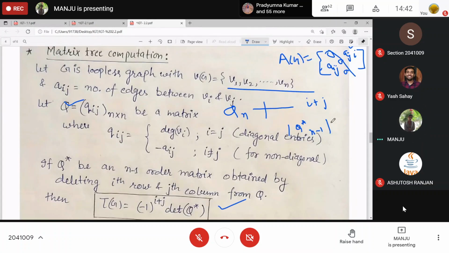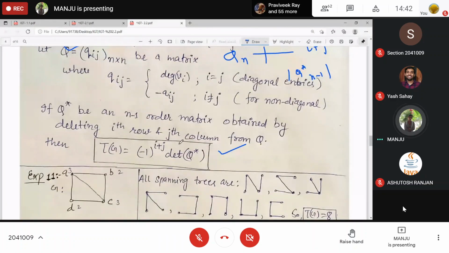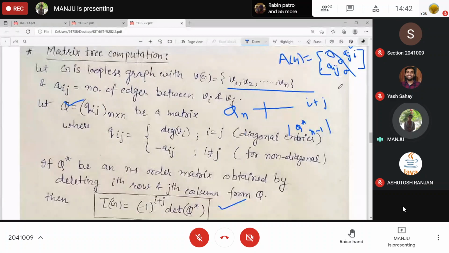And yes, this determinant will be either positive or negative. If negative comes, you can multiply with minus 1, because of minus 1 raised to the power i plus j. If you are deleting the first row, second column, then the determinant will be negative, and minus 1 raised to the power 3 gives minus 1, so it becomes positive. And if you are deleting the first row, first column, then it is 1 plus 1. So you can delete the ith row and jth column such that i plus j is even, so there is no need to adjust the sign.